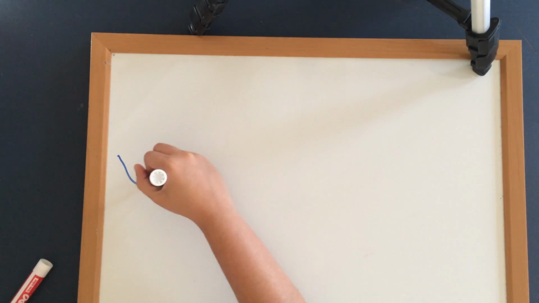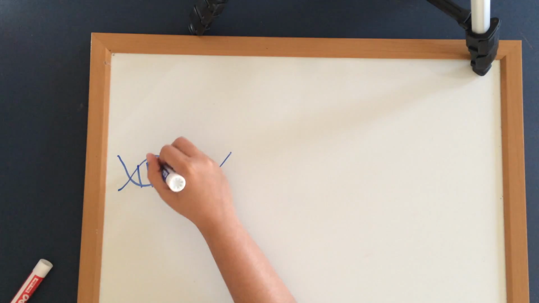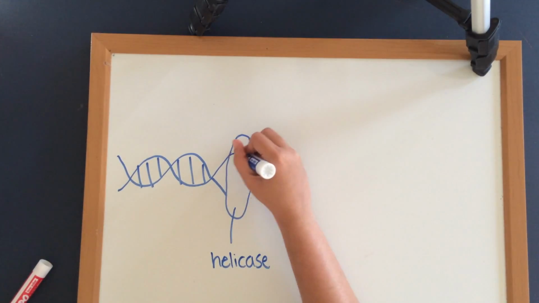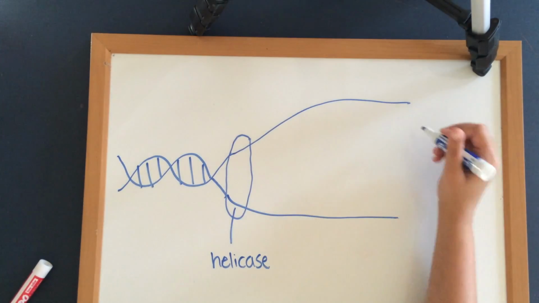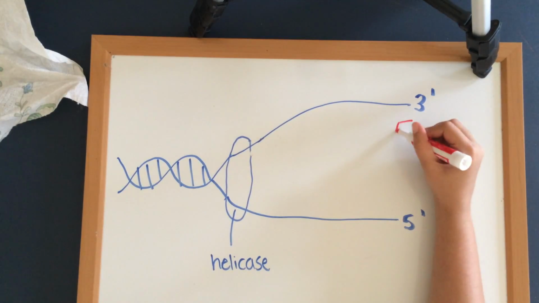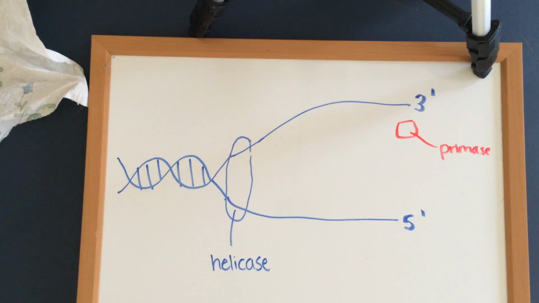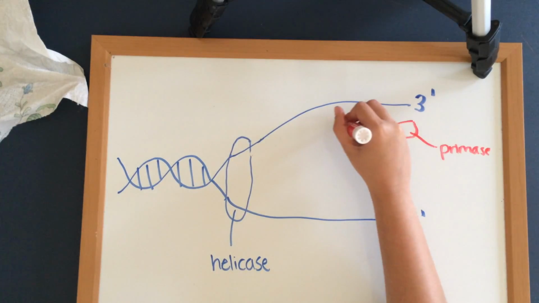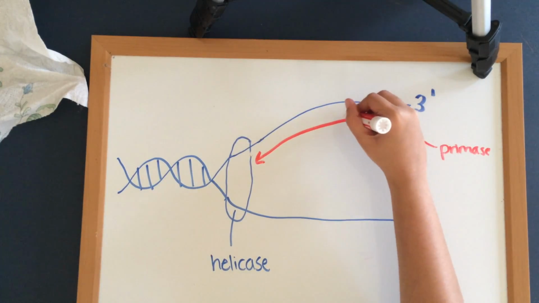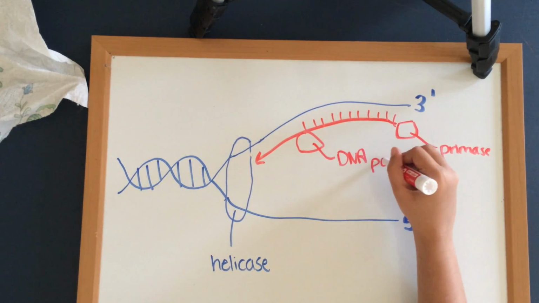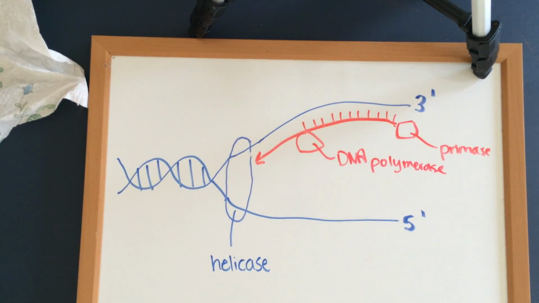In DNA replication, the enzyme helicase unzips the double-stranded DNA for replication, making a forked structure. An enzyme called primase generates short strands of RNA to serve as a primer that binds to the single-stranded DNA to initiate DNA synthesis. The enzyme DNA polymerase adds nucleotides to the template strands.